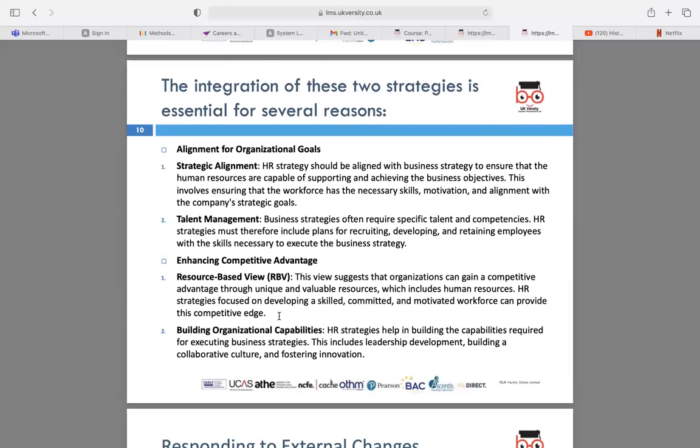So now we're going to talk about the integration of these two strategies, and how it is essential for different reasons. So I spoke about strategic alignment again, meaning the same thing, that how the HR strategy should be aligned with the business's strategy. Then we spoke about talent management as well, how a specific business strategy requires specific talent. In our cafe business model, we spoke about how we need to hire baristas with more experience so that they can do better, or they can reduce the timing while making a per cup of coffee, for say.